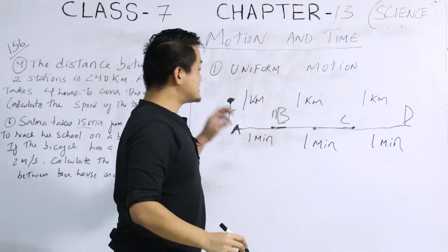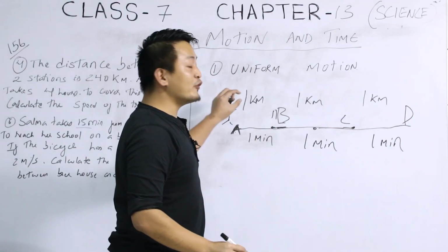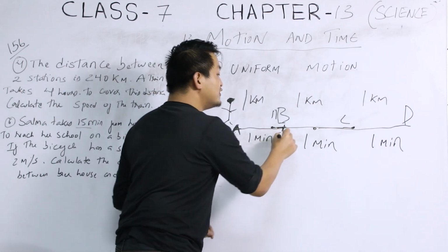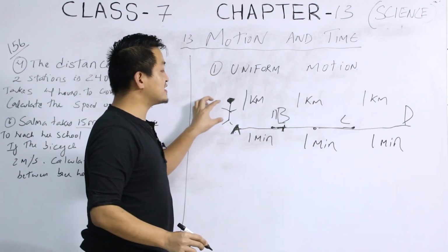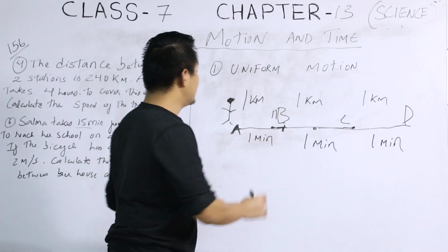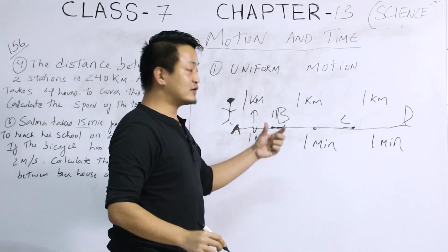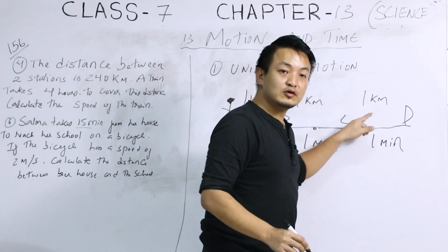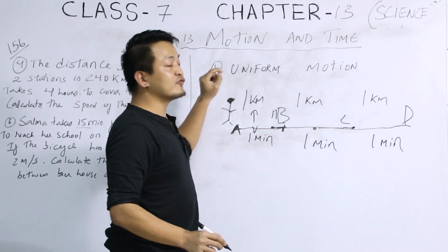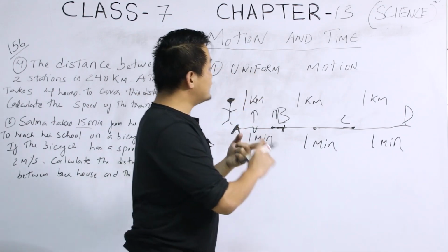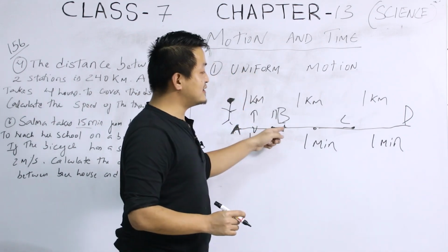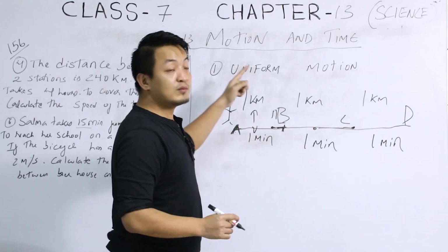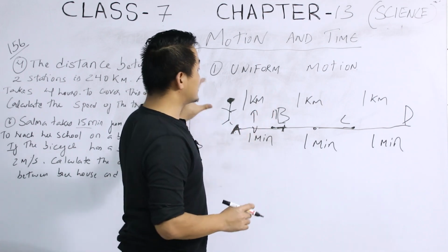See, students, he is covering equal distance in equal interval of time, right? In every 1 minute, this guy is covering 1 kilometer. In 1 minute, 1 kilometer. Another 1 minute, 1 kilometer. Another 1 minute, 1 kilometer. So this is an example of uniform motion. If a body covers equal distance in equal interval of time, then it is called uniform motion. I'm sure you are clear with that.